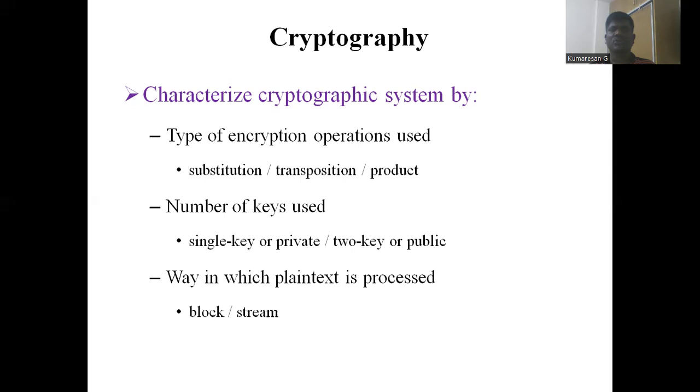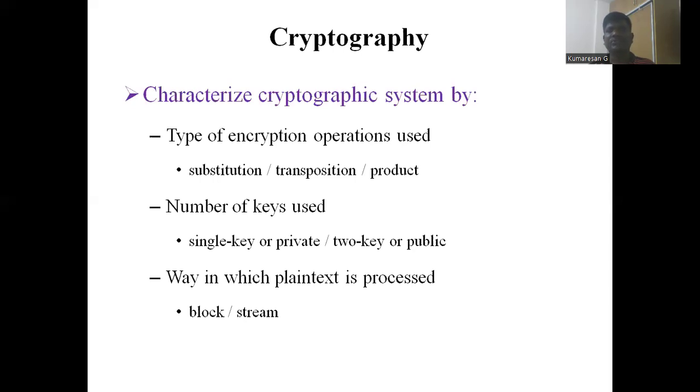Okay. So how many keys are used? If you are using only a single key, that key we will call a private key. Suppose you are using two keys, a private key as well as a public key, that we call public key cryptography. Okay, so this is the way the normal encryption and decryption operations happen in cryptography.